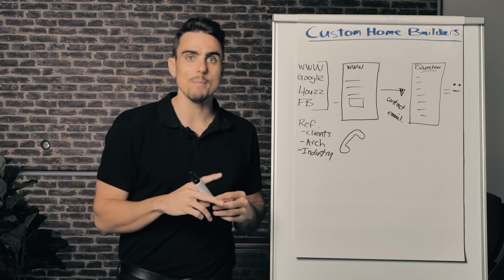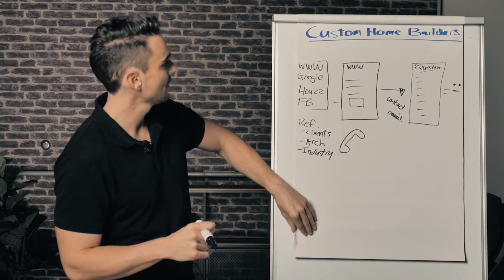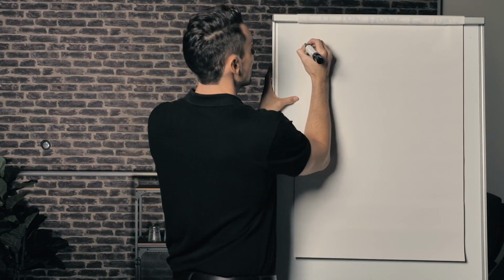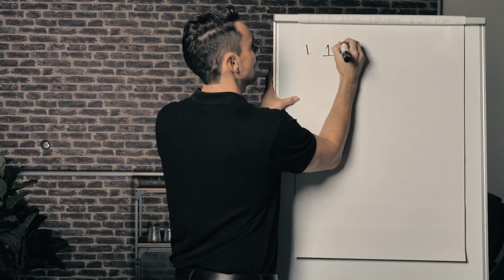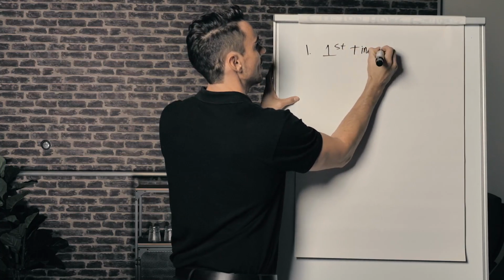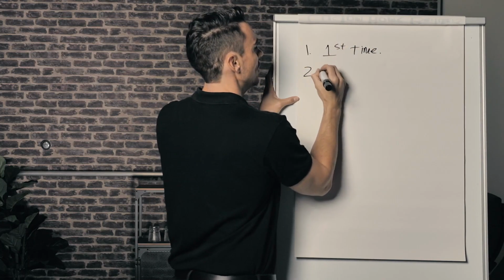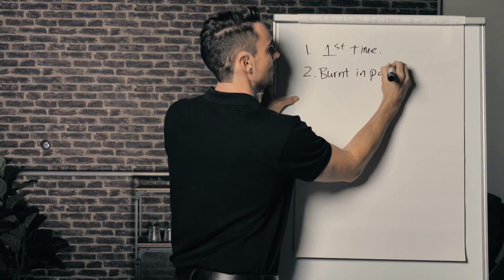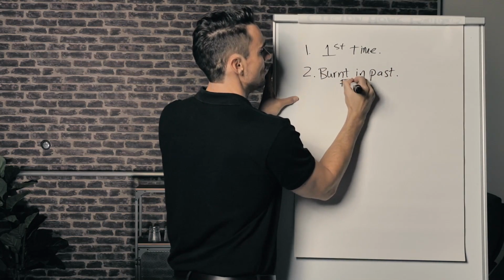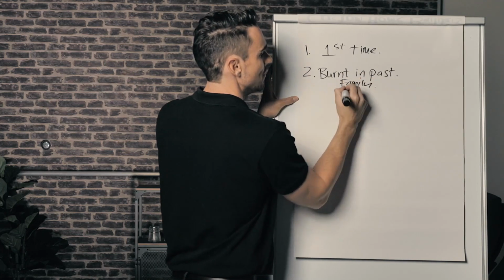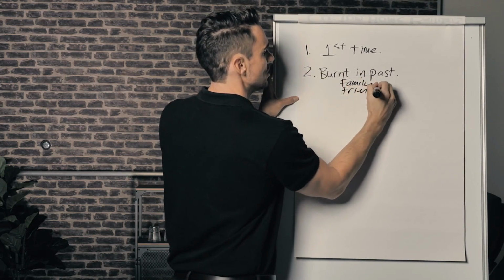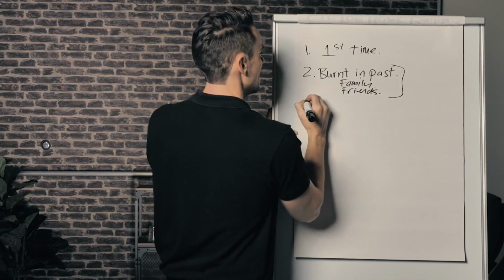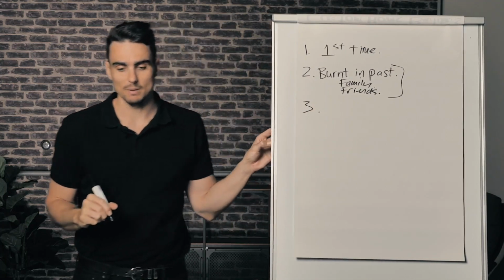Another one might be they might have been burnt in the past, right? I might just jot these ones down as well. So number one, this might be the first time for them, okay? Second, burnt in the past with another builder, or like family might have been through the process and they've been burnt, friends might have been through the process and they've been burnt. So now they've got this whole preconceived idea around, yeah, builders, oh man, they just burn people.